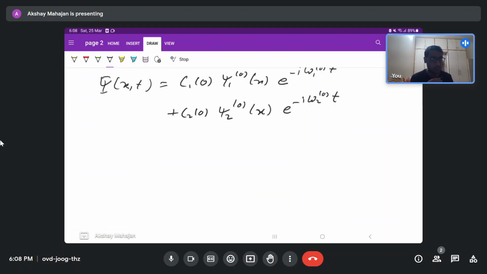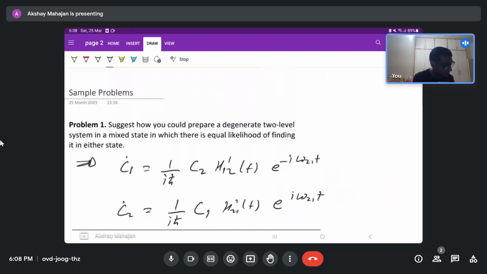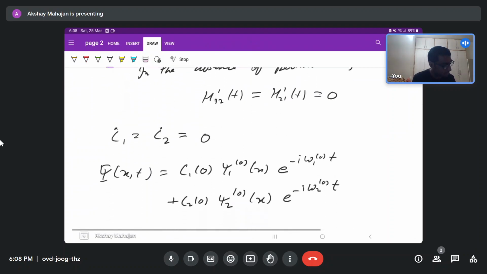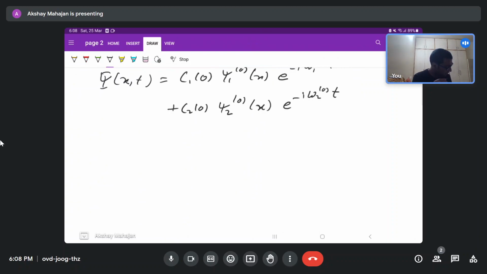Now in this case, the question is asking us to prepare this mixture of the system such that it will have equal likelihood. So what we suggest is that we have to somehow provide a perturbation such that the probability will change. Initially, we will take the same example as taken in the lecture.